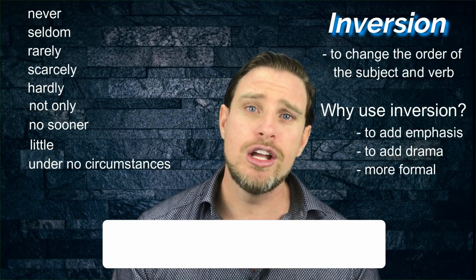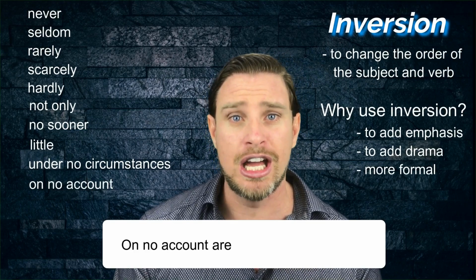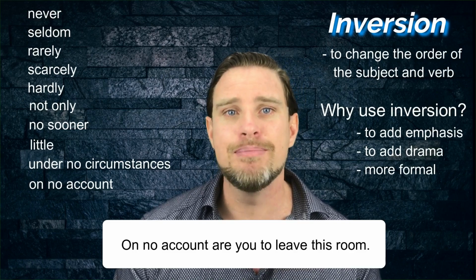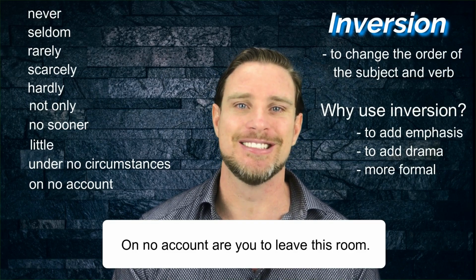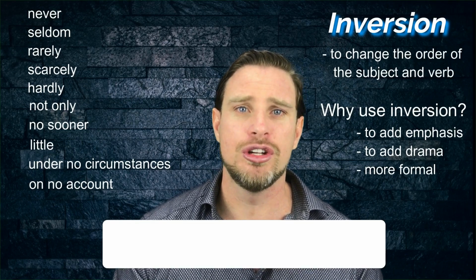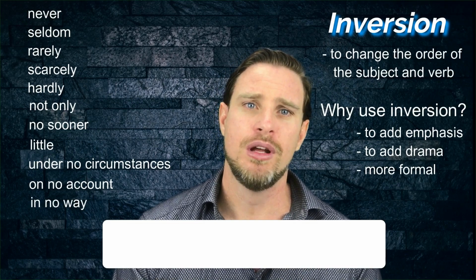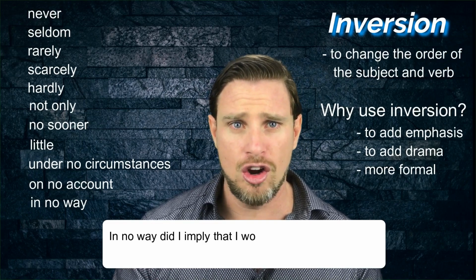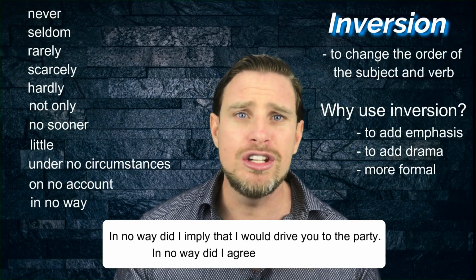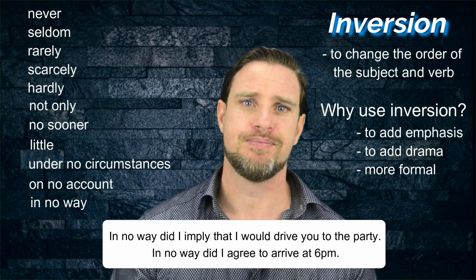You could also say on no account. On no account are you to leave this room. On no account means the same as under no circumstances. Another prepositional phrase that likes to be inverted, in no way. In no way did I imply that I would drive you to the party. In no way did I agree to arrive at 6 p.m.